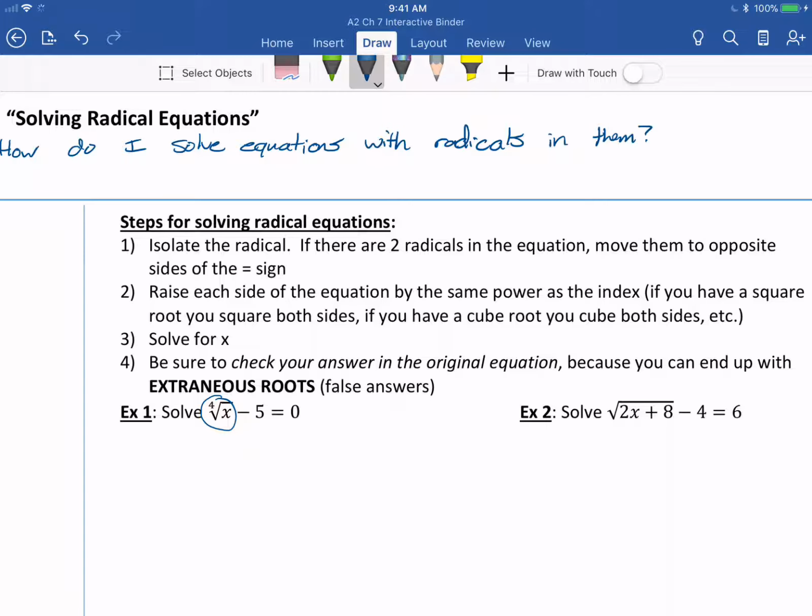First of all, number one, we are going to isolate the radical. If there are two radicals in the equation, move them to the opposite sides of the equal sign. We're going to raise each side of the equation by the same power as the index. So if you have a square root, you are going to square both sides. If you have a cube root, you're going to cube both sides. Then we're just going to go through and solve for x. It says here, be sure to look for extraneous solutions, these answers that don't work. For our sake right now, we're not going to worry about that. We're just going to worry about solving these first.